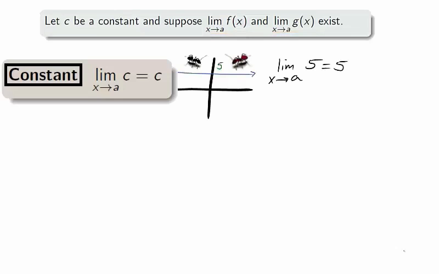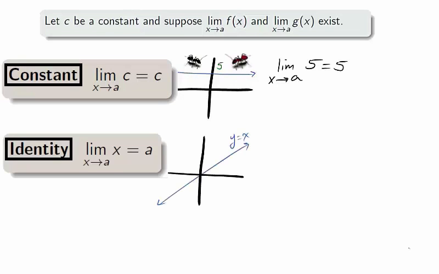The constant limit law states the obvious. If a function outputs the same value, say 5, for any input, then the ants crawl only at the height 5. So the limit, the trend, is 5. The identity law has similar reasoning. If y and x are always the same, then y approaches a whenever x approaches a.